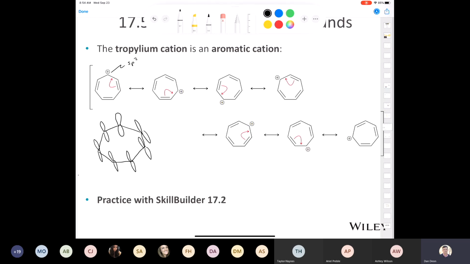It's got a continuously overlapping system of p orbitals, right? A perfectly overlapping system of p orbitals, and it has a Huckel number of electrons, 4n plus 2, when n is equal to 1. That's one way you can think of it. Or it's got an odd number of electron pairs, right? So that renders this an aromatic cation.